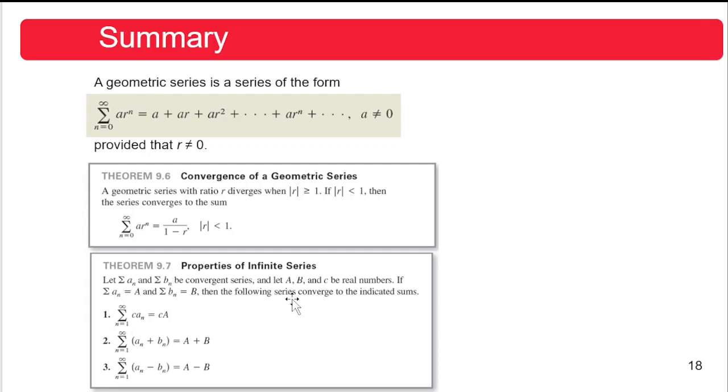Also, if you're given two convergent series, summation of A sub n and summation of B sub n, and if A, B, and C are real numbers such that the summation of A sub n is A and the summation of B sub n is B, then the following series converge to the indicated sum. Summation of C times A sub n, where n is from 1 to infinity, is C times A. Summation of the sum A sub n plus B sub n, where n is from 1 to infinity, is A plus B. And the third, summation of the difference A sub n minus B sub n, where n is from 1 to infinity, is equal to A minus B.